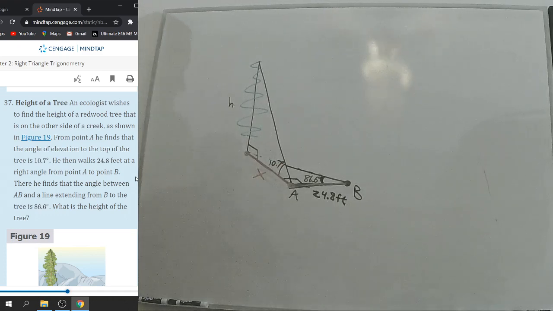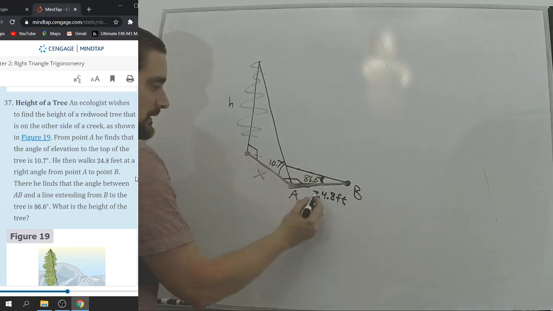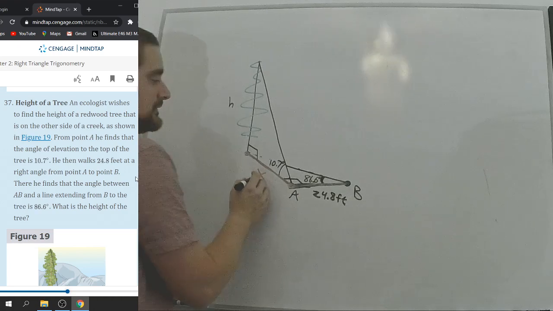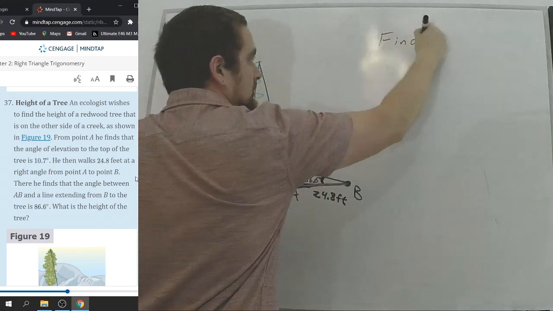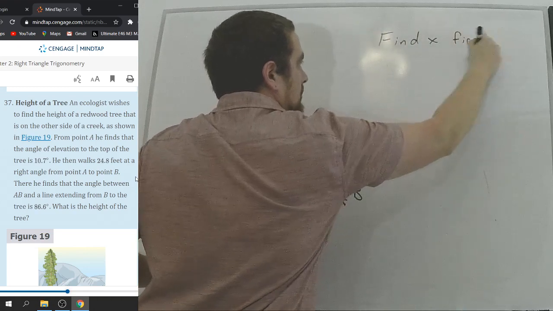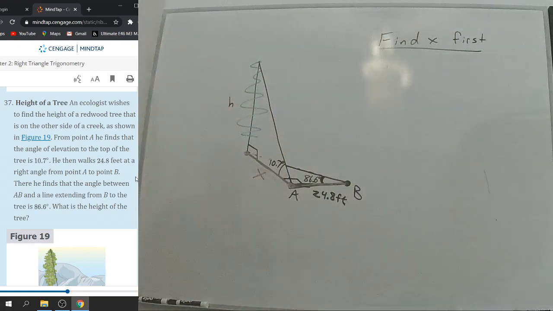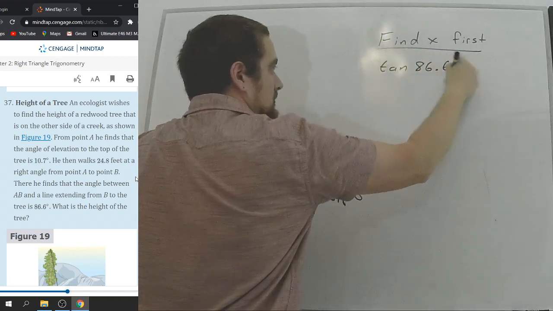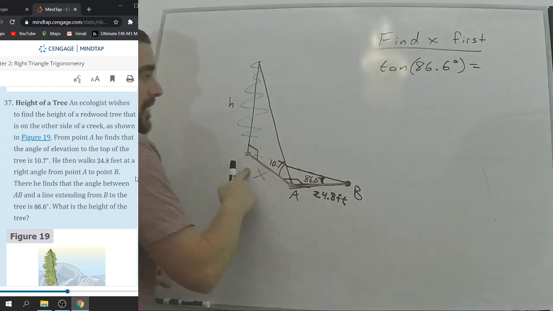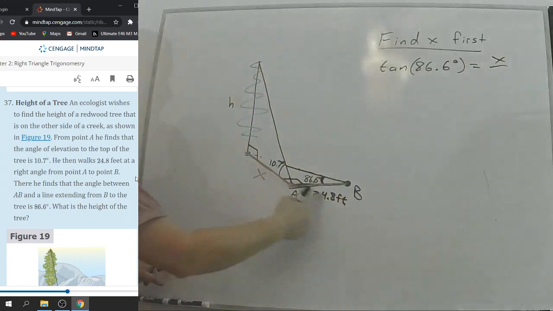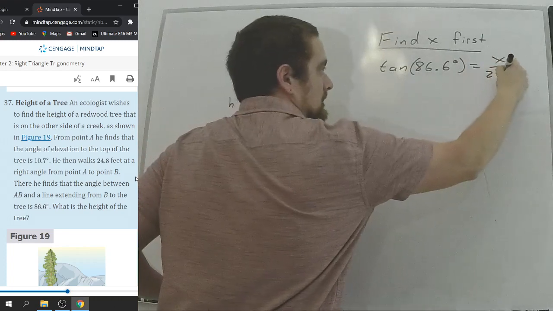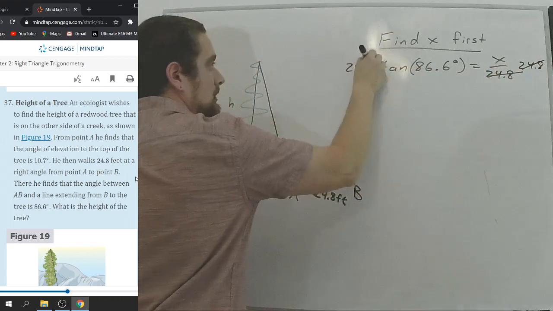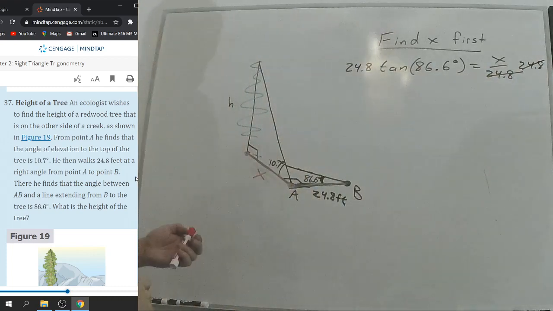So I'll start by taking this angle, 86.6 degrees, the adjacent side, and this is the opposite side, x. I'm just calling it x, that's our shared side. I'm going to find x first. Meaning that I'll take tangent of 86.6 degrees. By definition, that will be the opposite, which is x, over the adjacent, which is 24.8. We'll multiply both sides by 24.8. And that tells us x.